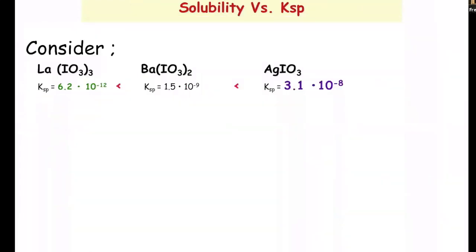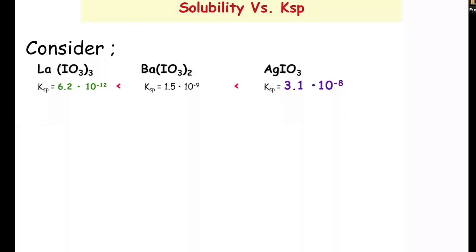Let me ask you this question. I have lanthanum iodide, barium iodide, silver iodide. And I already told you that S stands for how much of that chemical goes into solution. Okay, S is the solubility. You have a solid, and S is the amount that dissolves, that goes into solution. The fact that these numbers are small tells you that most of it stays as a precipitate. Very, very little goes into solution.